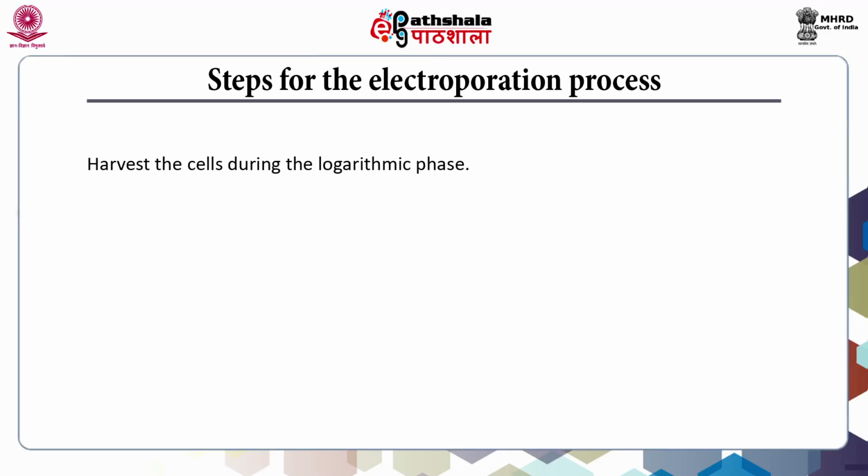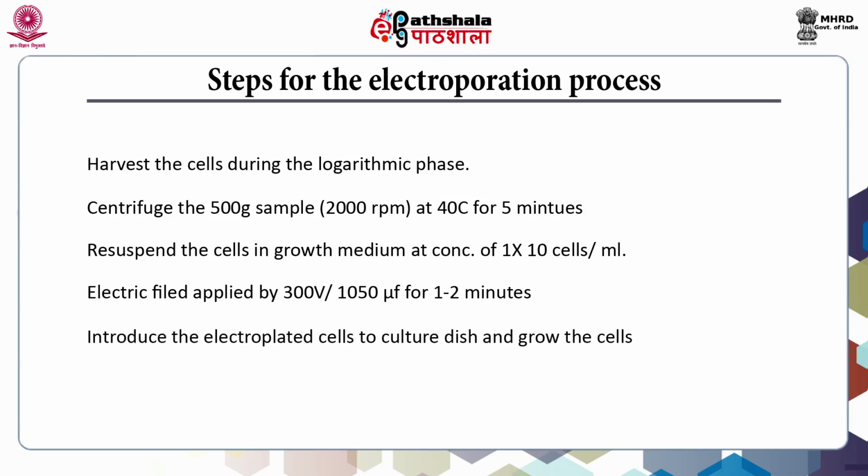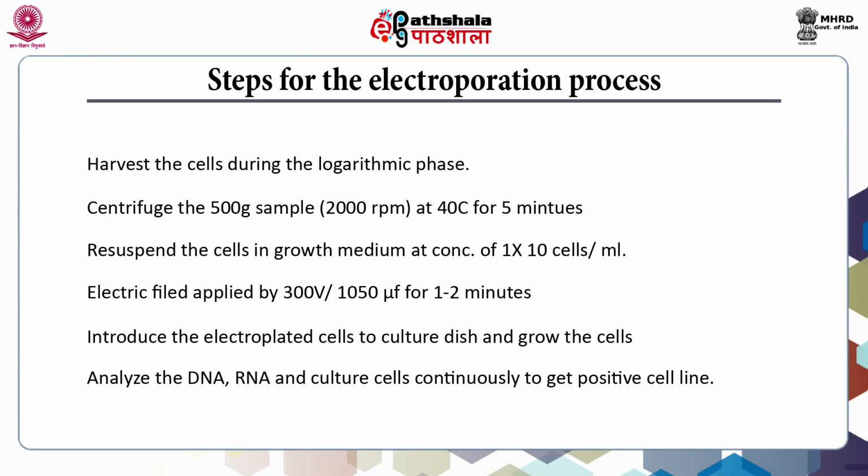First, harvest the cells during the logarithmic phase. Thereafter, centrifuge the sample at 4 degrees centigrade for 5 minutes. Resuspend the cells in growth medium at a concentration of 1:10 cells per ml. Thereafter, an electric field is applied for 1 to 2 minutes and then introduce the electroporated cells to a culture dish and grow the cells. The next step is to analyze the DNA, RNA and culture cells continuously to get positive cell lines.